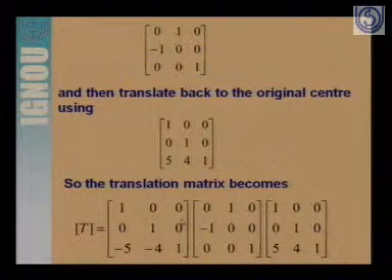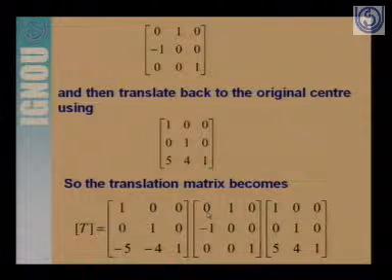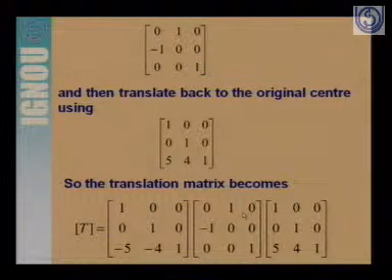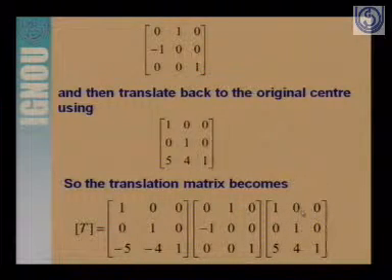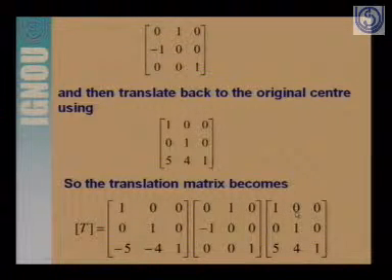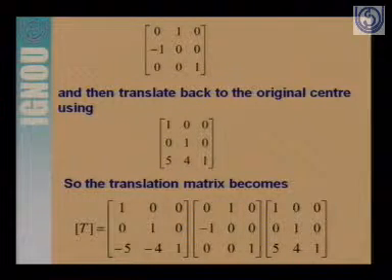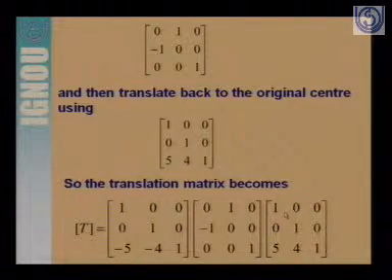Then again we have to multiply with the second transformation matrix for rotating this object by 90 degrees. After that we have to bring back this object to the original position. So finally we have to multiply with the third matrix for bringing back the object after rotating 90 degrees, keeping the center of the object at the origin. Again, we have to bring it back to the original position. That's why finally we multiply by this third transformation matrix.